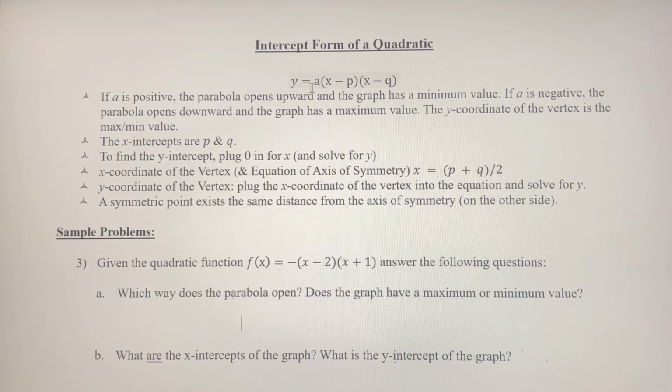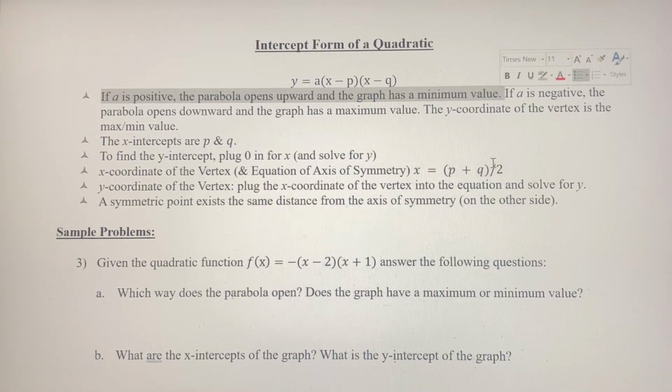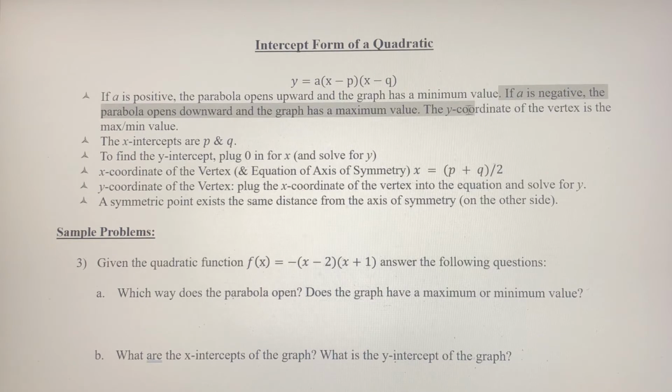Intercept form looks like the following. Y equals leading coefficient A times two binomials. Notice the coefficient of x is 1 in each. It's x minus p, x minus q. So we're going to do a quick graph of a quadratic in intercept form. As before, with all three forms, if A is positive, we've got a parabola that opens upward and we have a minimum value. If A is negative, we have a parabola that opens downward and has a maximum value. And the y-coordinate of the vertex will serve as that maximum or minimum value.